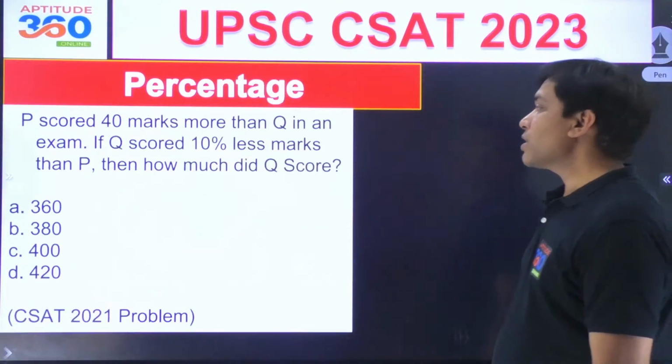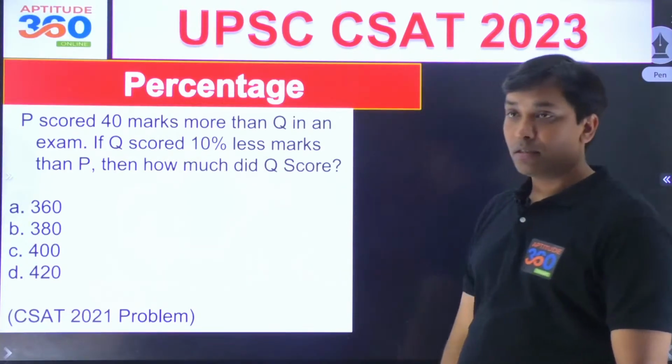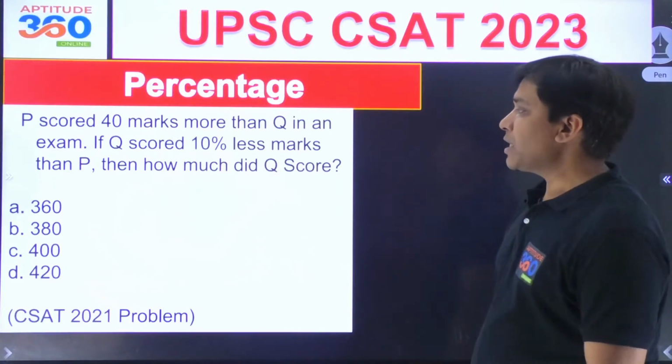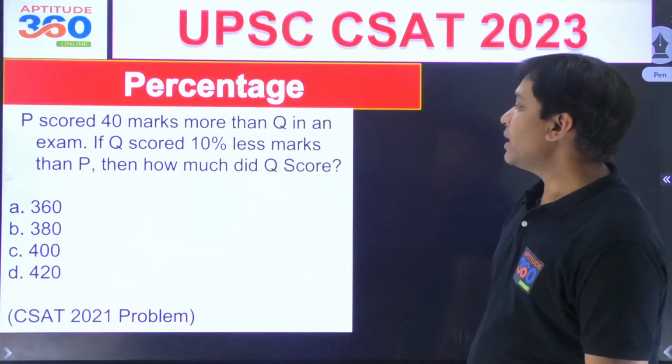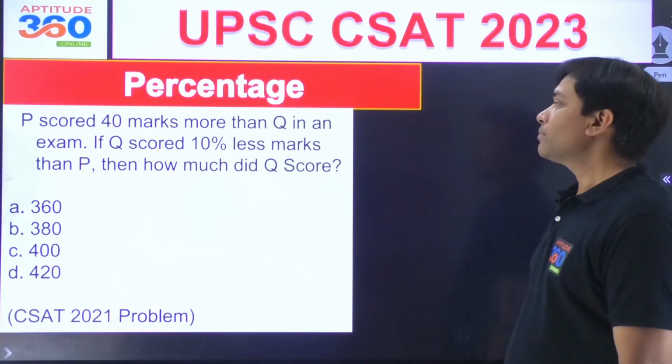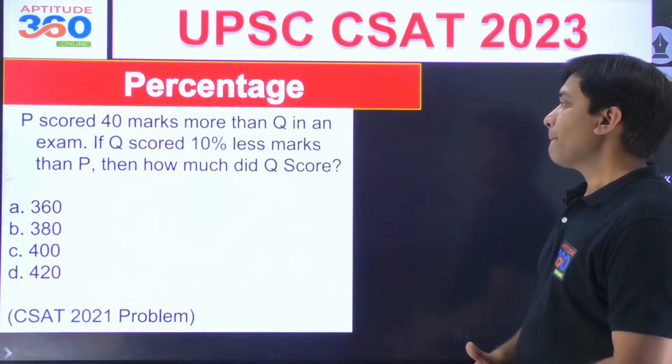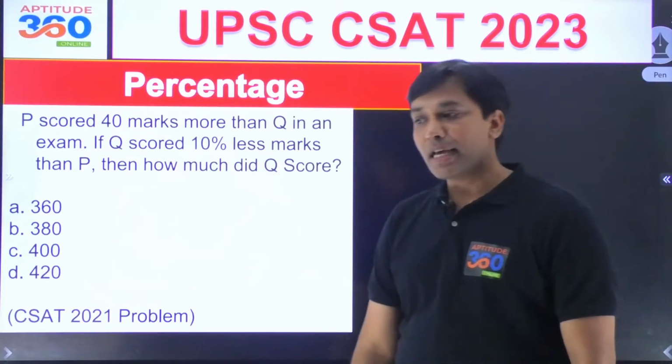This was asked in 2021. P scored 40 marks more than Q in an examination if Q scored 10% less marks than P. What do you think is the answer?